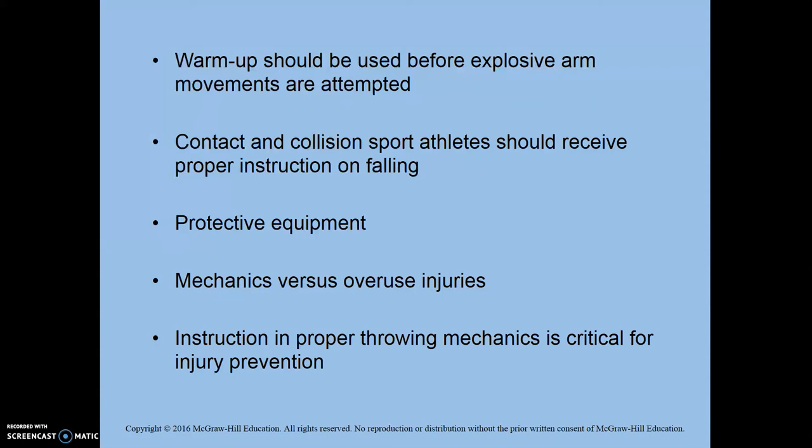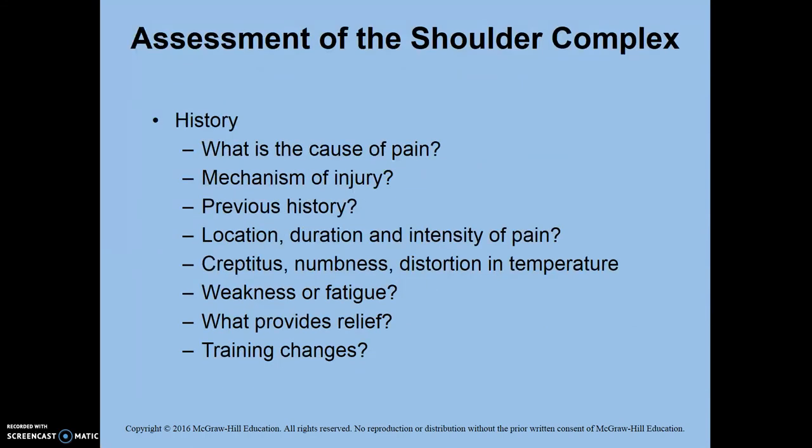For sports that involve contact and collision, football, wrestling, lacrosse, the athlete should receive proper instructions on falling, because you saw in that one video that we did with the football player who reached his arm out and fell, that is the most common mechanism for some of those shoulder or forearm injuries: falling on an outstretched hand. Make sure the athlete is wearing correct protective equipment. We want to look at the mechanics when someone comes in with an overuse injury to see if their mechanics are off, and then also make sure they're getting proper throwing instructions to prevent injuries.